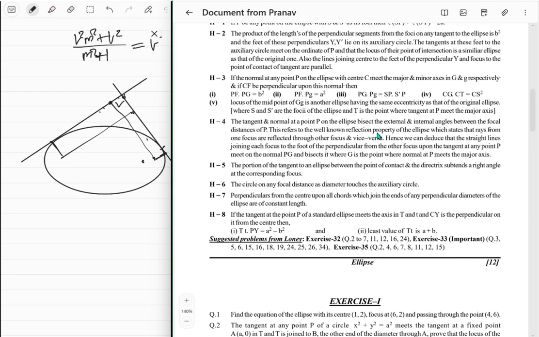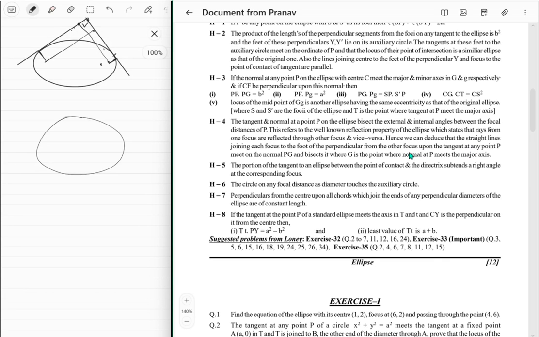Wait, okay, what are they saying? Hence, we can use a straight line joining each focus to the foot of perpendicular from the other focus upon tangent at any point P. Okay, this is some other property actually. So tangent at point P, this is the foot of perpendicular from the other focus, and then you are saying the lines joining each focus to the foot of perpendicular from the other focus upon the tangent, that is this line, of course. Okay. What about this line? Meet on the normal PG and bisects it, where G is the point where normals. Okay, this is something weird now.